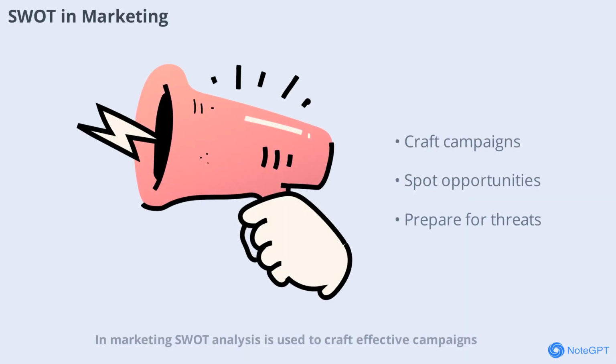In marketing, SWOT analysis is used to craft effective campaigns. Marketers assess their brand's strengths, identify areas for improvement, spot market opportunities, and prepare for threats from competitors. This strategic approach leads to more targeted and successful marketing efforts.